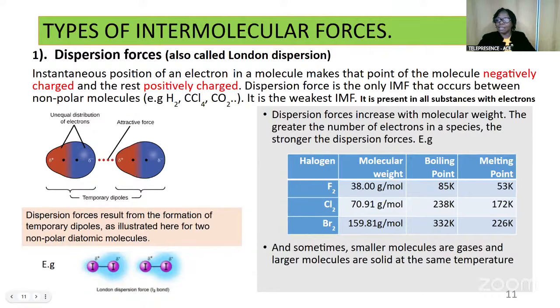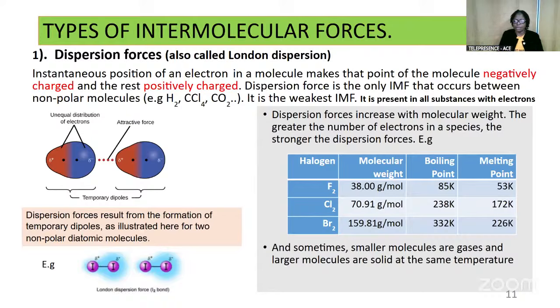So if you look at how they affect the state, I put a table here that shows that dispersion forces increase with molecular weight. This is because the number of electrons will be more as the molecular weight increases. And the greater the number of electrons in the species, the stronger the dispersion forces. And that is why for halogens, you have fluorine, chlorine, bromine, molecular weight is displayed there. You can see the boiling point increases as we increase the number of electrons. So down the group of halogens, their molecules increase in boiling point, and also the melting point.